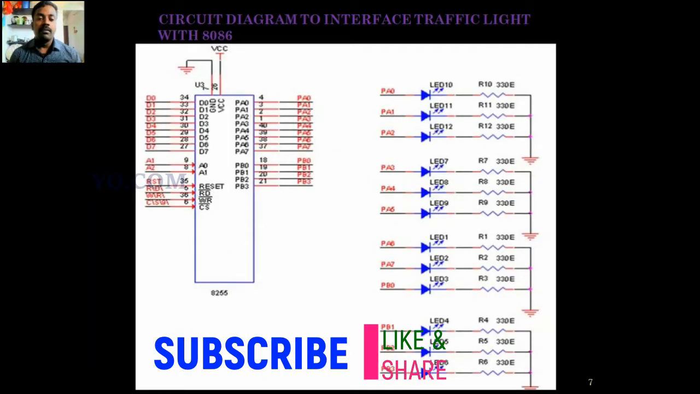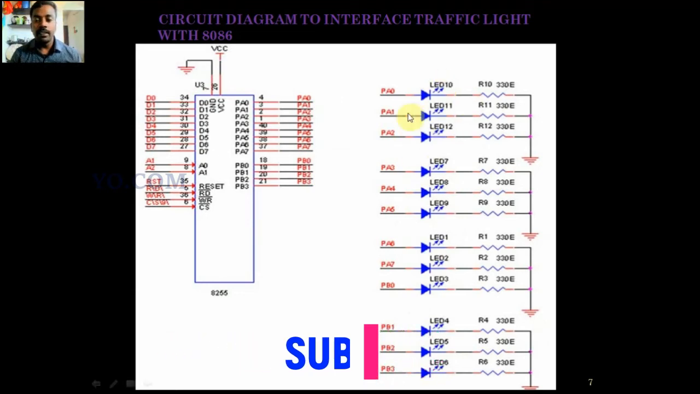So this is a block diagram, a very important block diagram. Then this is the circuit diagram. In the circuit diagram we are considering three different colors in four lanes, so totally 12 LEDs are connected. This is a common cathode LED, and the anode is connected with the port of the 8255. We are considering 12 lines: 8 from port A and 4 from port B. These lines are connected to each LED.